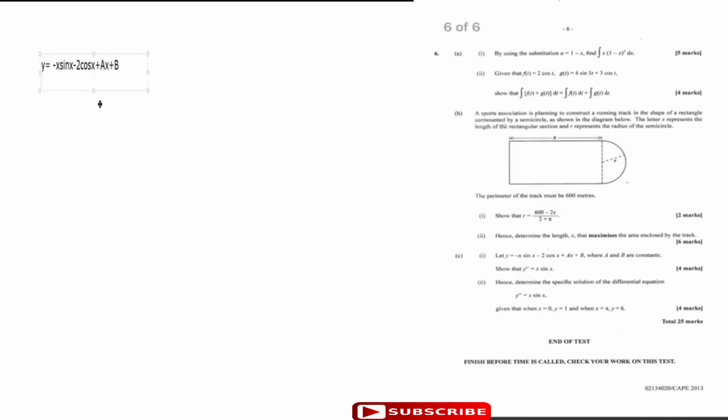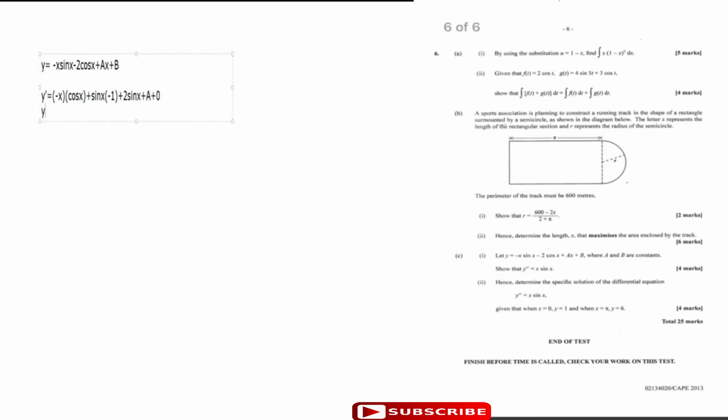Now, if you see y and they ask you for y prime, that is the first derivative. So we're going to differentiate x sine x using product rule, where we keep the first, then we differentiate sine x to get cos x. Plus, we keep the second, sine x, then we differentiate the first to get negative 1. Then we differentiate cos, we get minus sine, so we get plus 2 sine x. Plus, we differentiate ax and we get a. Plus, when we differentiate b, we get 0. So that is y prime.